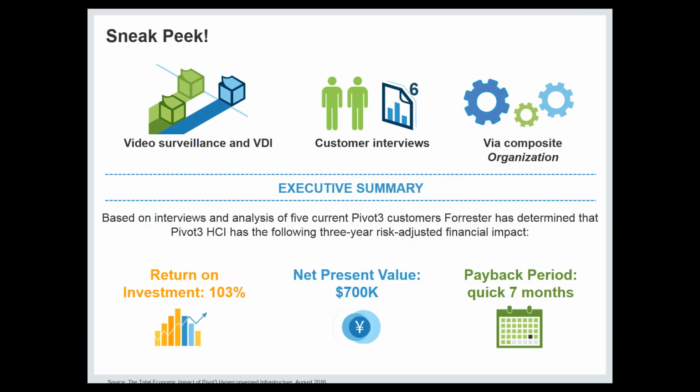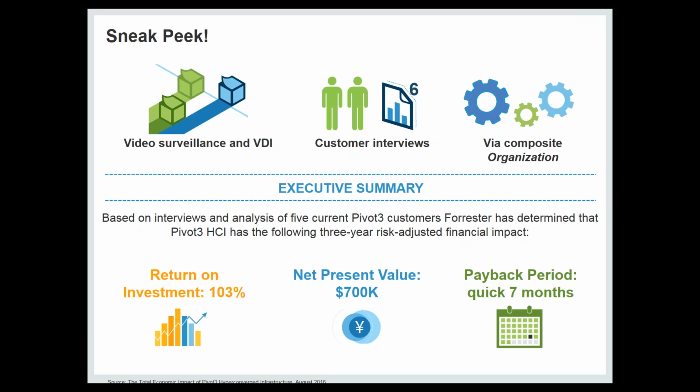So here's what I call a sneak peek before we get into the details. The high-level results of the case study are presented here. We calculated excellent results, including a 103% ROI, net present value of $700,000, and a very, very quick payback period of 7 months. So let me explain what NPV means.